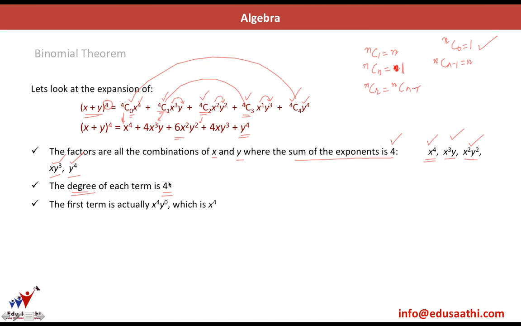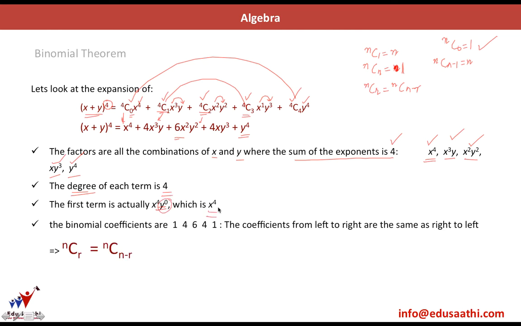The first term is actually x raised to power 4, y raised to power 0. Anything raised to power 0 is written as 1. So we only take x raised to power 4 and we neglect y raised to power 0. The binomial coefficients that you would notice here are 1, 4, 6, 4, 1.